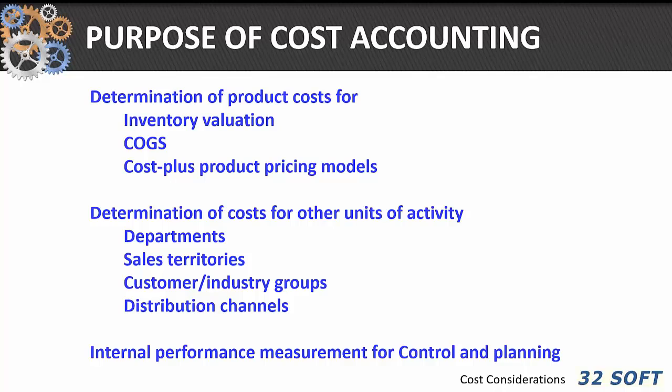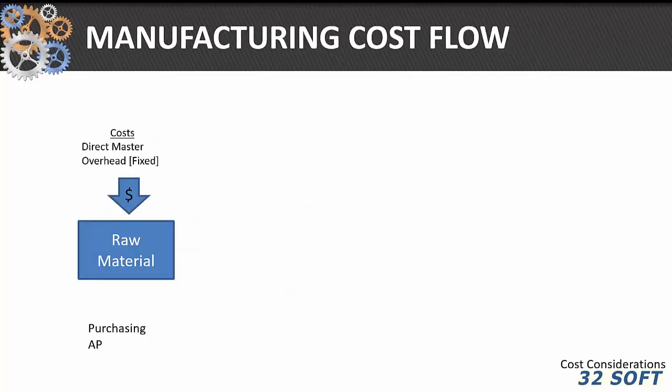So we're going to talk today about product cost and how we use that for inventory evaluation. We'll talk about cost of goods sold, pricing models, and then some other activities that use cost information, departments, sales orders, sales territories, etc. And it all comes down to the tool that we use in terms of performance management for planning and control.